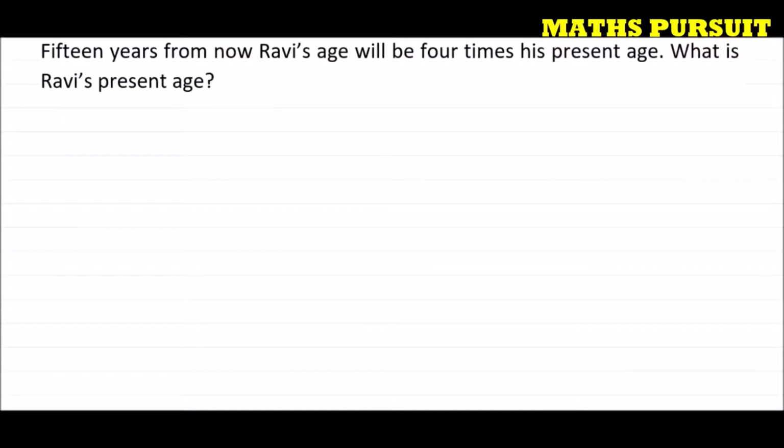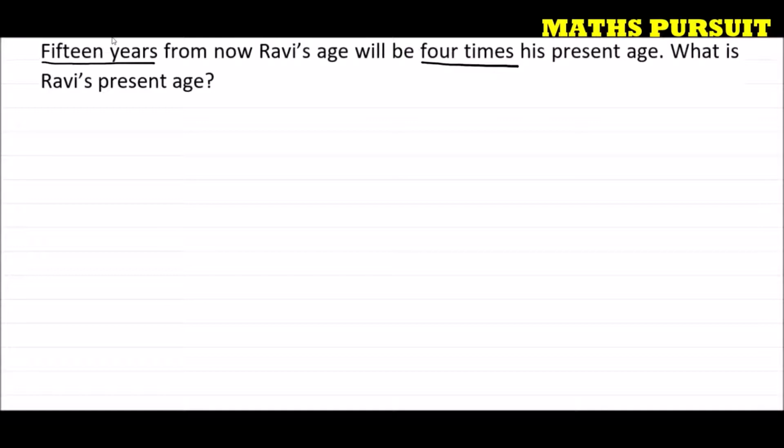The question is telling us here about Ravi's age. 15 years from now, Ravi's age will be 4 times his present age. What is Ravi's present age? So guys, we do not know Ravi's present age. We need to find out Ravi's present age as per the question.